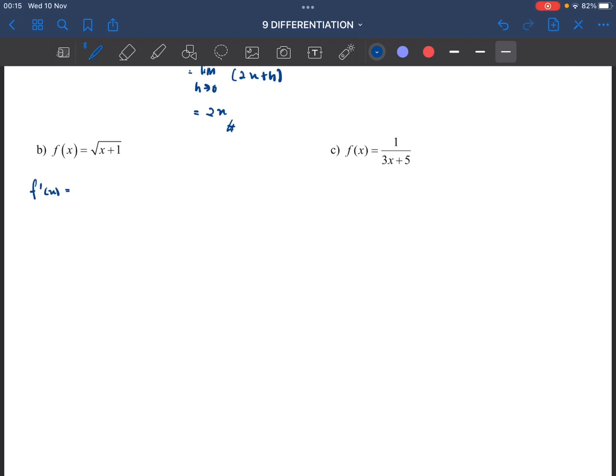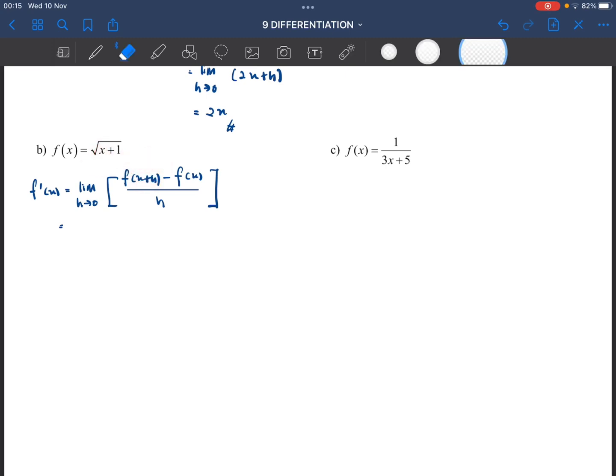Okay, kita tulis dulu lah formula kita. We have limit h approaches 0, f(x plus h) minus f(x) over h. That is your formula for first principle. So now we have to substitute. This is your f(x), so we have to replace your x with x plus h. So this x is replaced by x plus h.